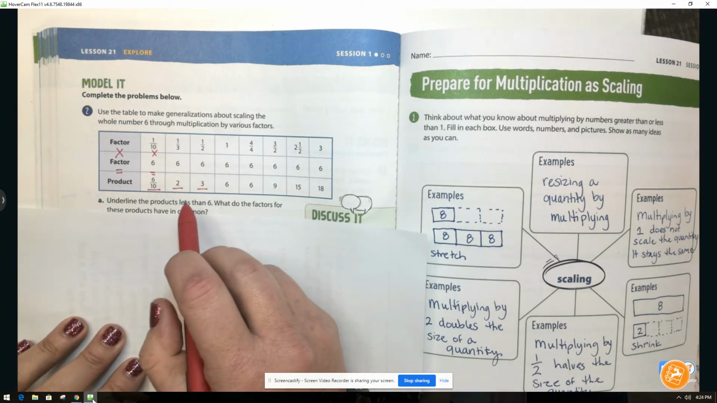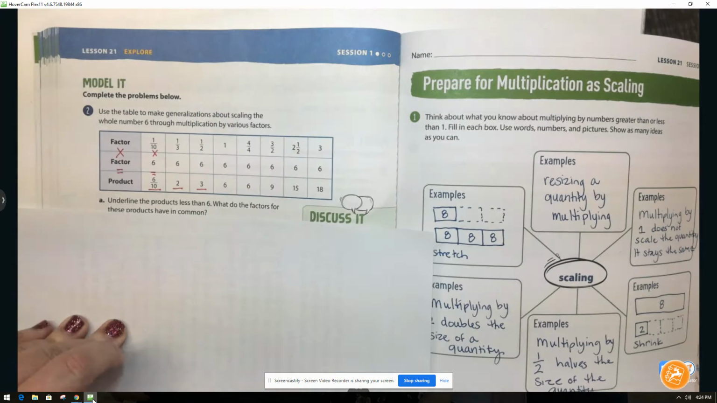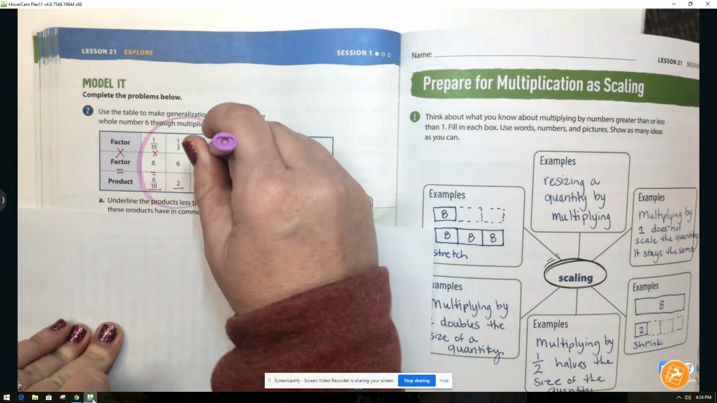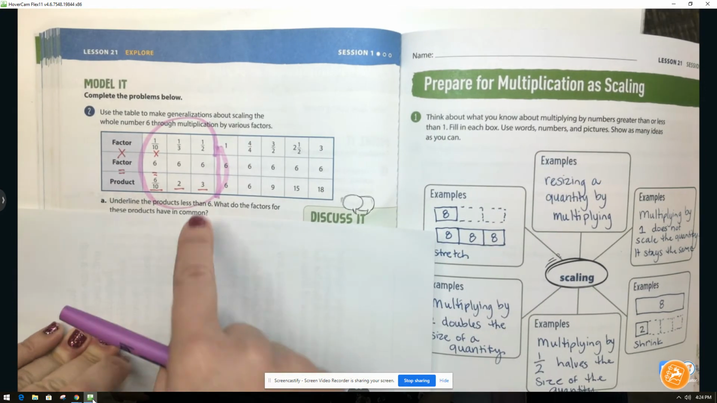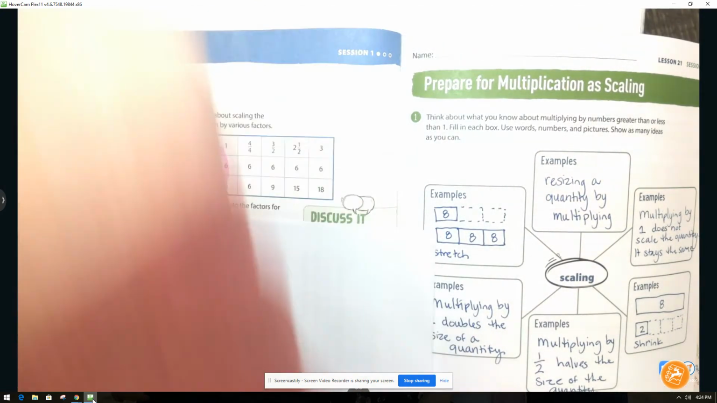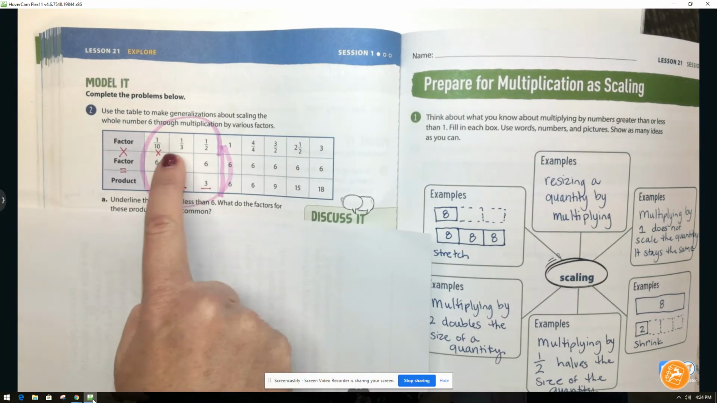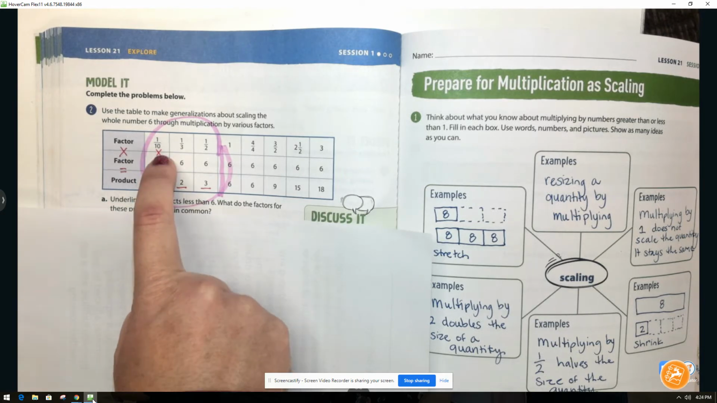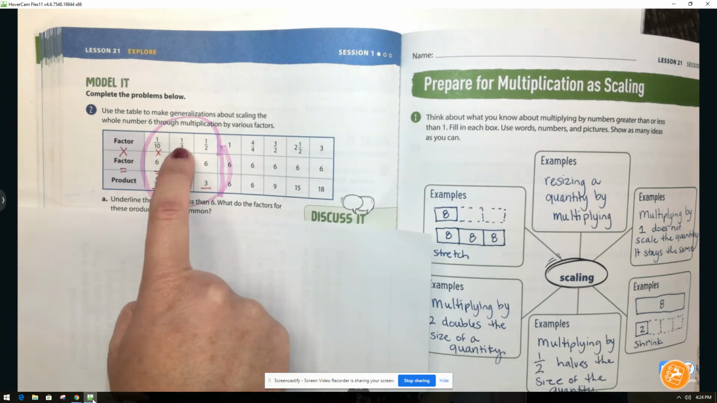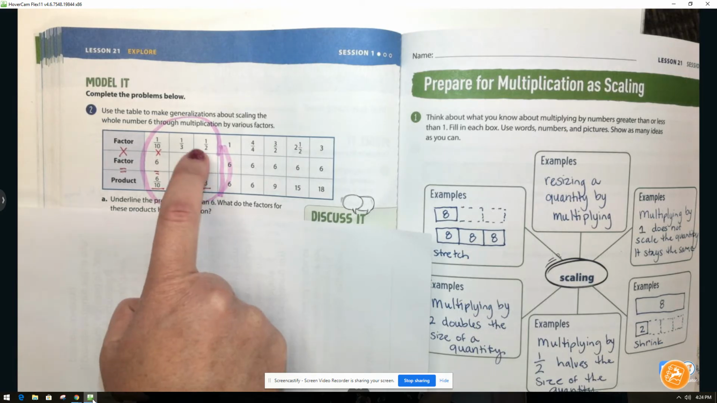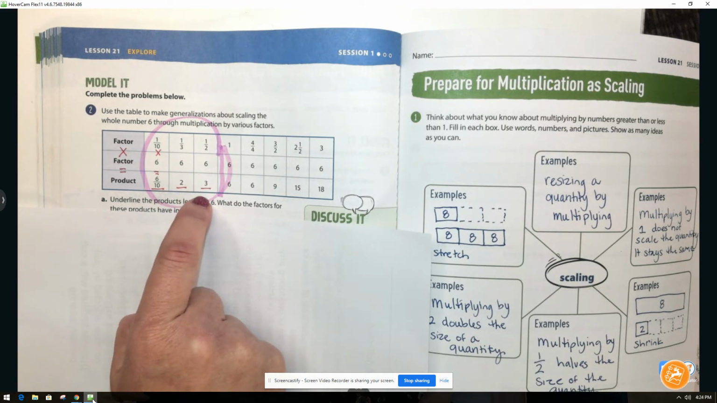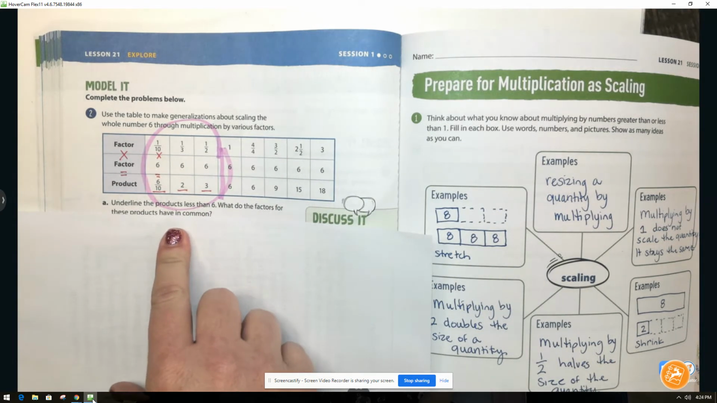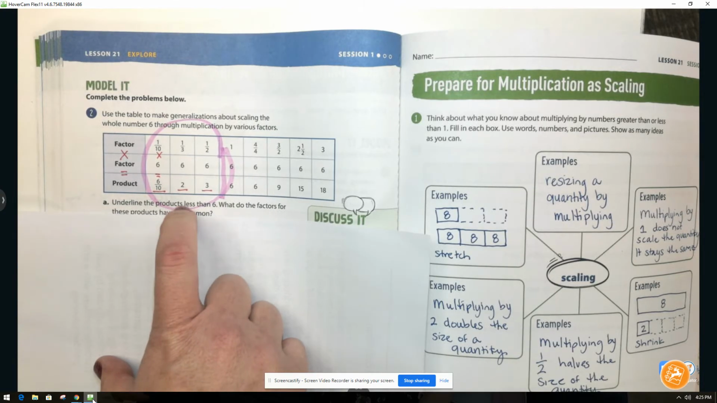Now, when we look at these 3 equations, what do we recognize or what do we notice about the factors? Like 1/10 times 6 equals 6/10. 1/3 times 6 equals 2. 1/2 times 6 equals 3. What do the factors for these products have in common?